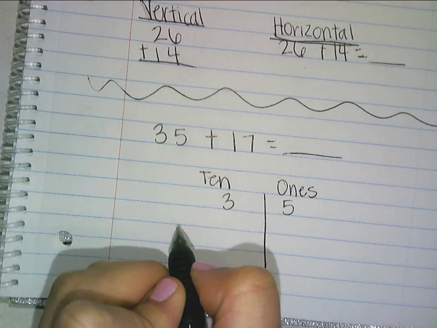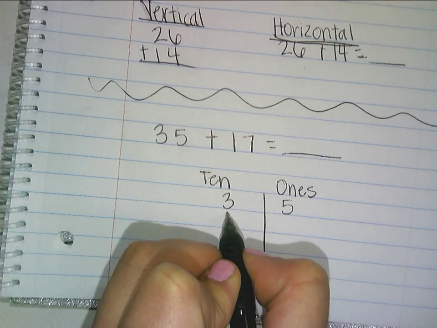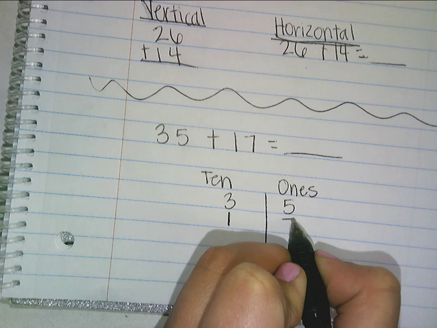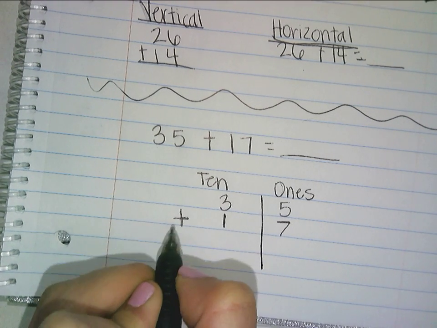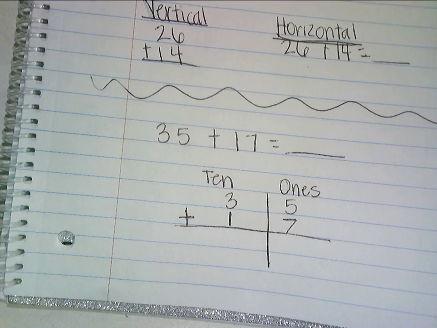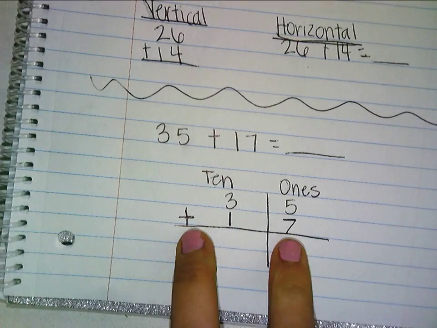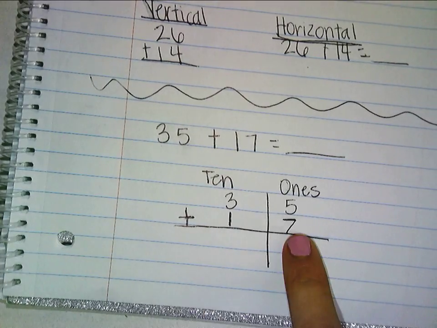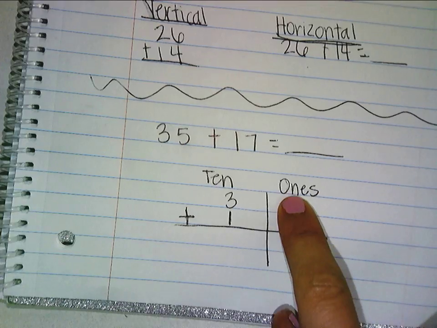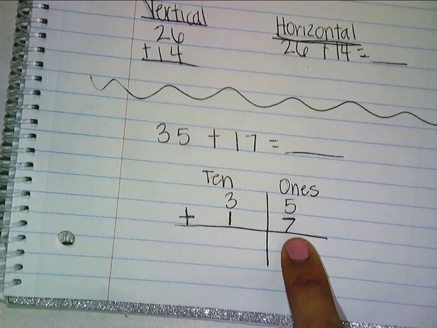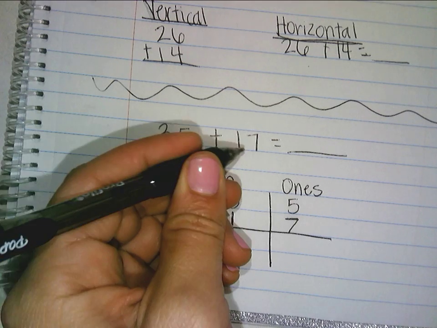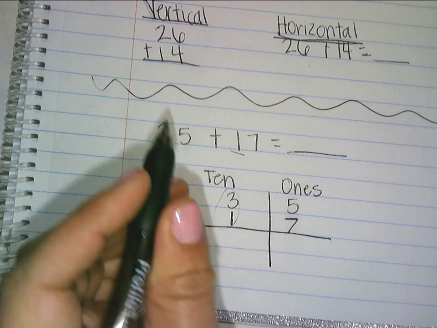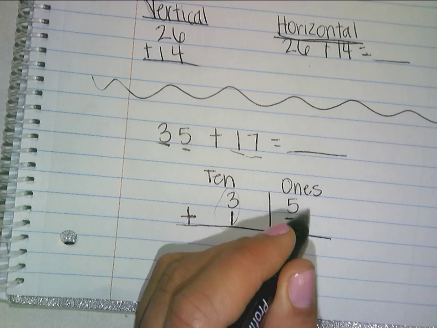And then for 17, you would write the 1 group of 10 in the tens place, the 7 ones in the ones place. And then you write your addition sign and then a line for the sum to go below. Here you can see the ones are vertically stacked up and then the tens are vertically stacked up. So you write the tens together, which is right here, and then you would write the ones together right here.